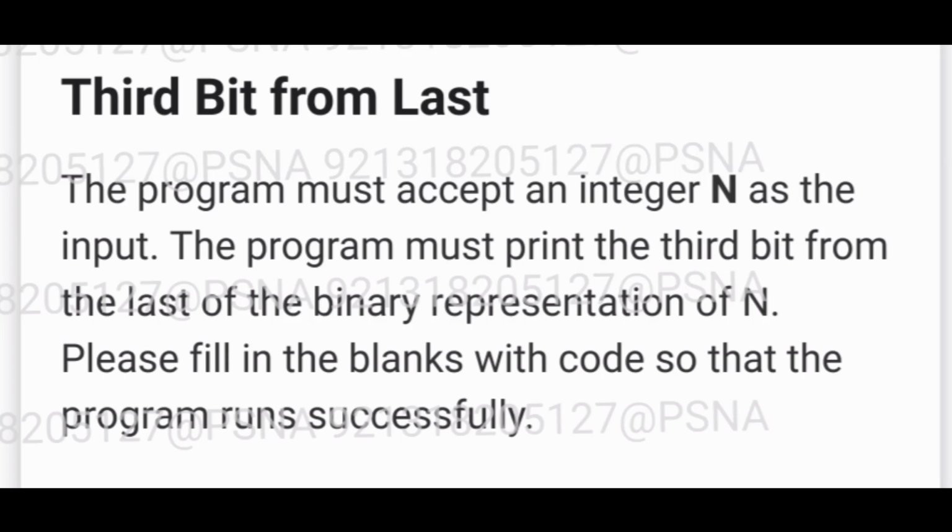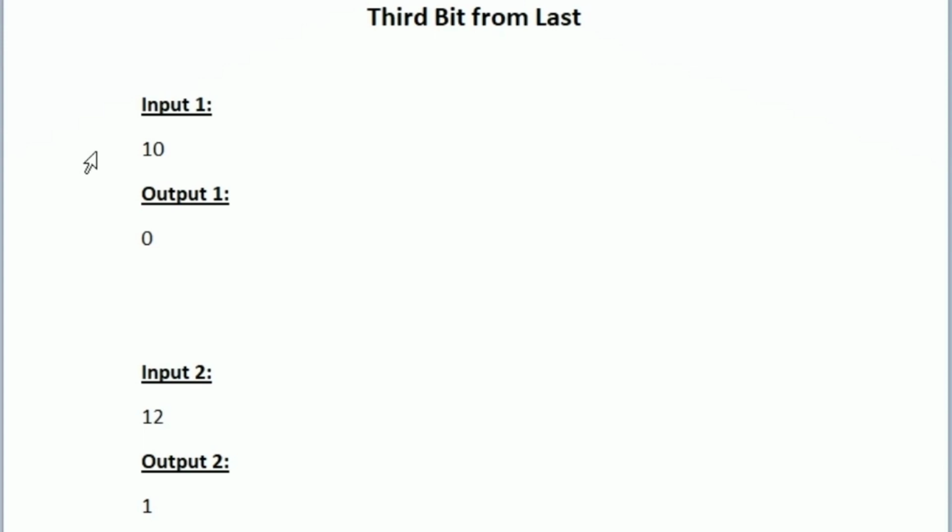This is the question asked in today's SkillRack daily challenge. We will be given an integer n as input. Here n is equal to 10. First, our task is to find the binary representation of the given integer. The binary representation of 10 is 1010. Now our task is to print its third bit from the last as output.